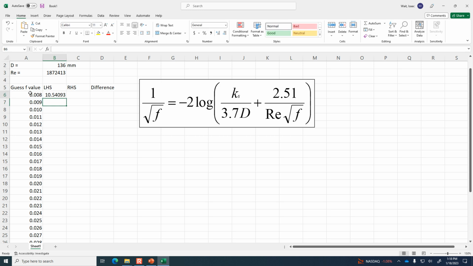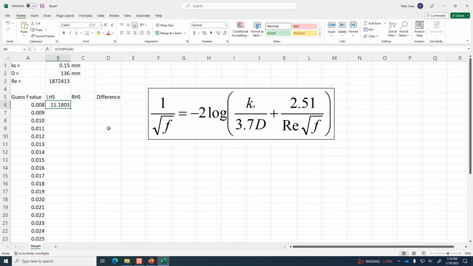Did I do something wrong there? Oh, yeah, it's referring to the wrong one. Let me just, A6. Yes. Okay. It's very strange, where I'm clicking, the mouse isn't going where I'm clicking. It's going to be confusing. All right, so the left-hand side of this formula is the inverse of the square root of the f value.